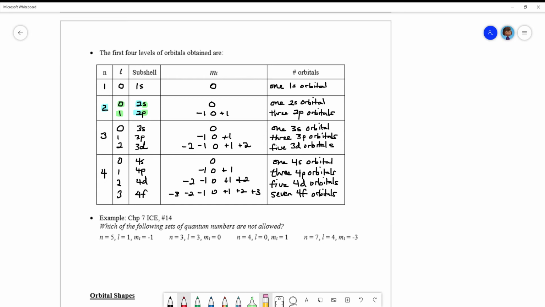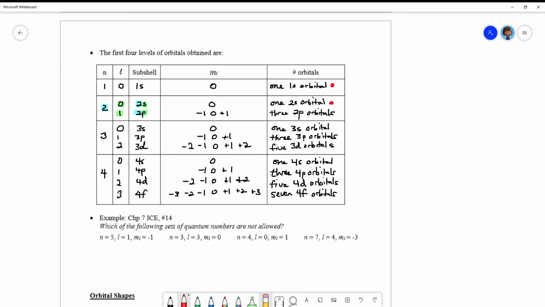So for example, if we wanted to compare this 1s orbital with this 2s orbital, what could we say about these two orbitals? How are they similar and how are they different from one another? Well, for starters, they have different sizes. Why do they have different sizes? The first orbital is a 1s orbital, n is equal to 1, but the 2s orbital is n equals 2. So the 2s orbital must clearly be a larger orbital than the 1s orbital.